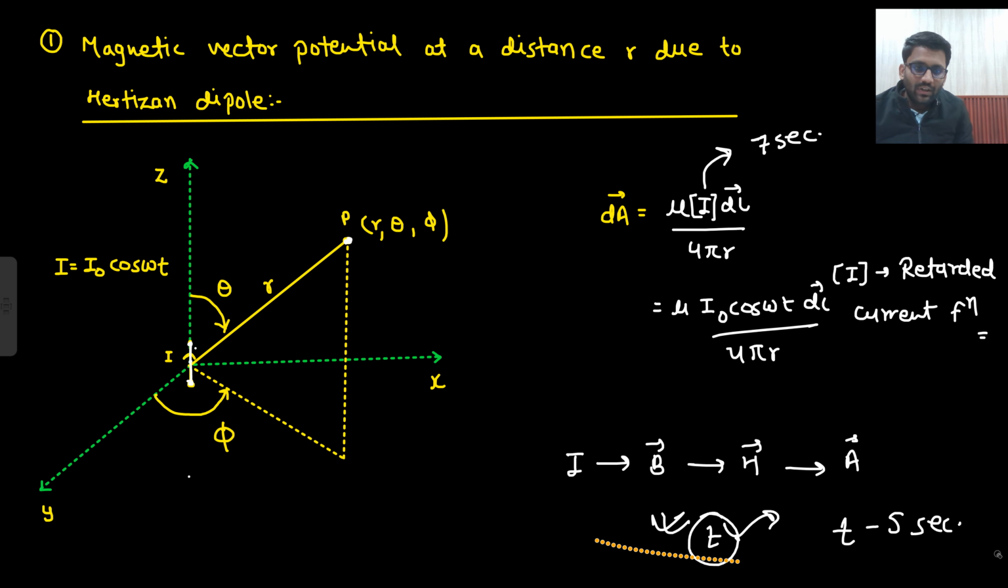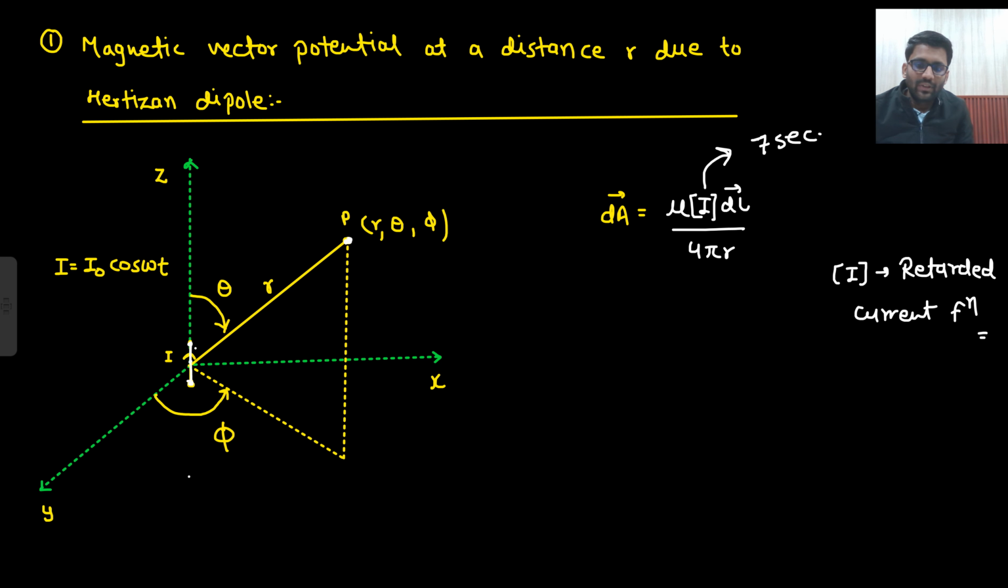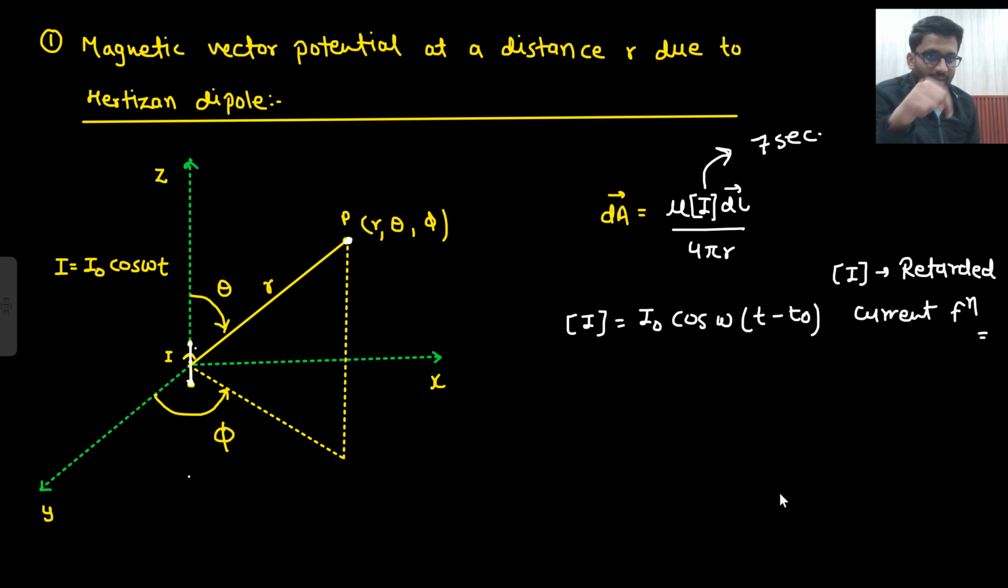So what current should I write now? What will be the value of my retarded current? That is I naught cos omega t minus t naught, right? Because if I am writing down the magnetic vector potential at some time t, that magnetic vector potential would be coming because of the current at a time t minus t naught.